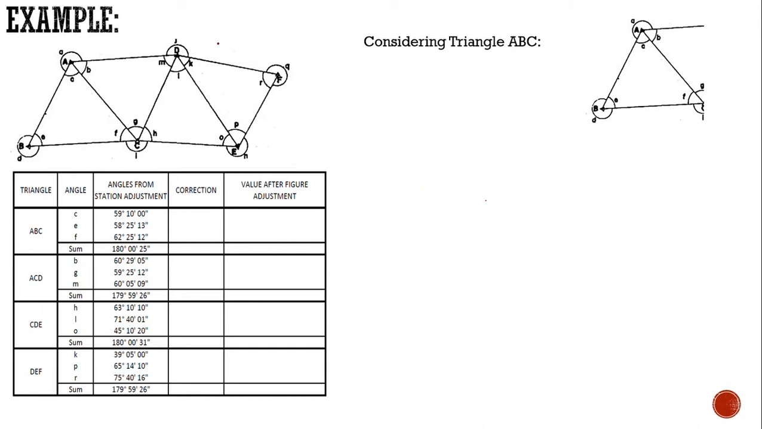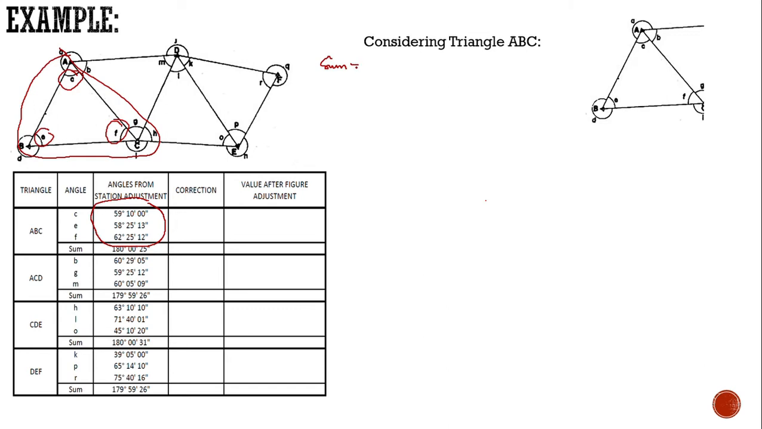Consider triangle ABC. Remember that in figure adjustment, the sum of the 3 angles in each triangle should be equal to 180 degrees. If this condition is not satisfied, their sum is subtracted from 180 degrees, and to each of the three angles, 1/3 of the difference is added algebraically. Considering triangle ABC, we have the interior angles E, C, and F. We're going to use the angles that we've already adjusted from the station adjustment.